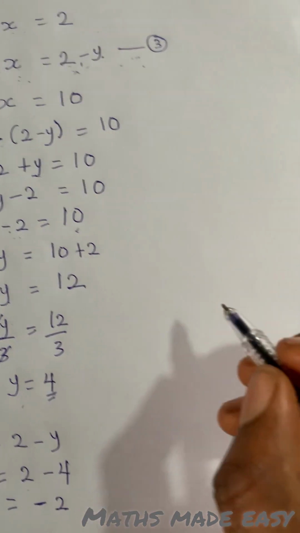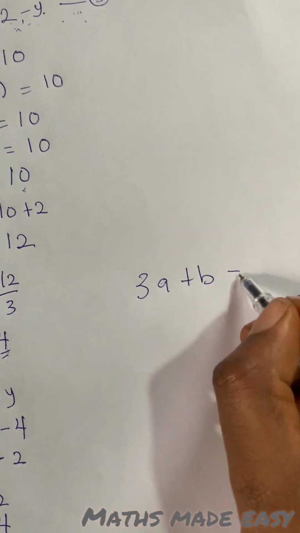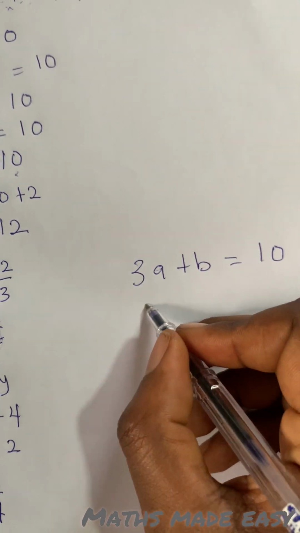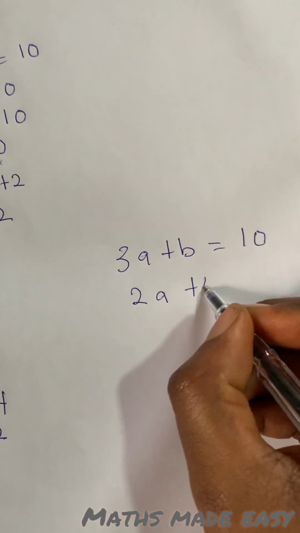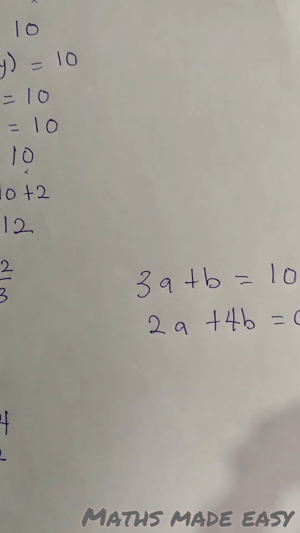So I want you to solve this: 3a plus b equals 10 and 2a plus 4b equals 0. I want you to solve it simultaneously using the substitution method.